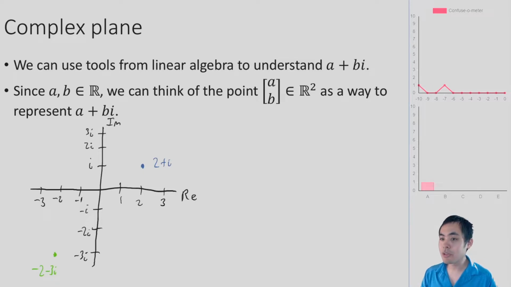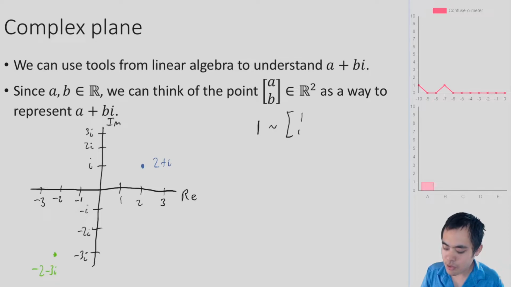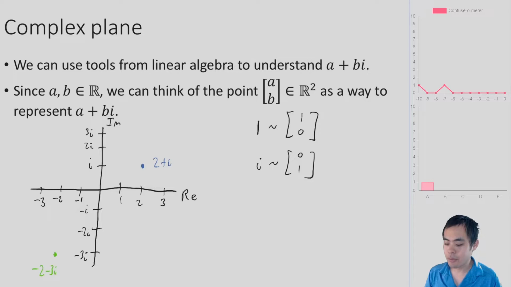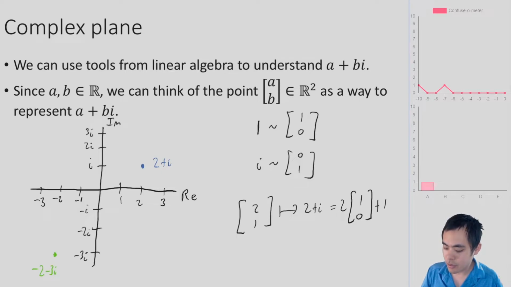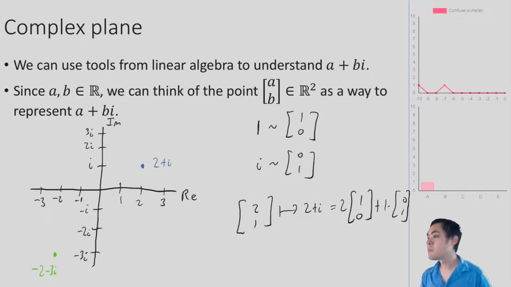And if you think about it from a linear algebra point of view, you have this 1 here. 1 in the complex numbers is basically the vector (1, 0). And i in these complex numbers is basically the vector (0, 1). And so something like (2, 1), that is 2 plus i, which is equal to 2 times (1, 0) plus 1 times (0, 1). So basically every single complex number you can think of as a point in this complex plane.